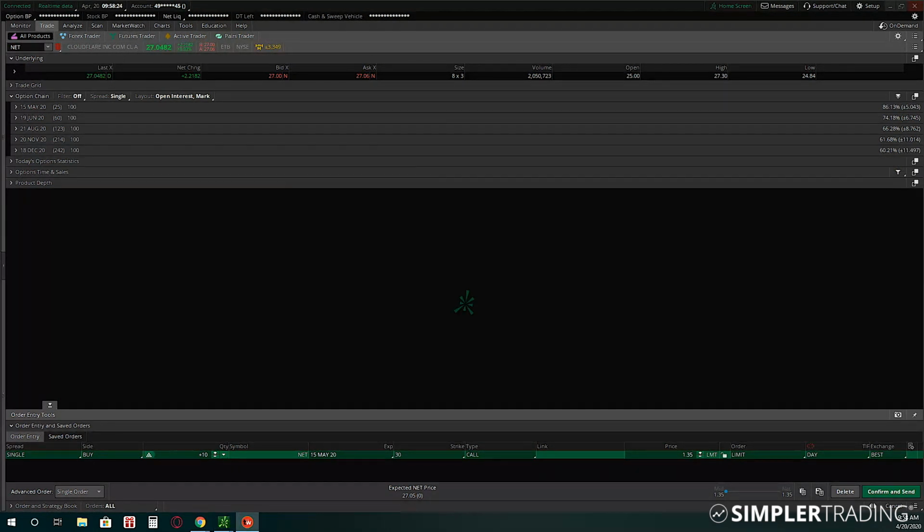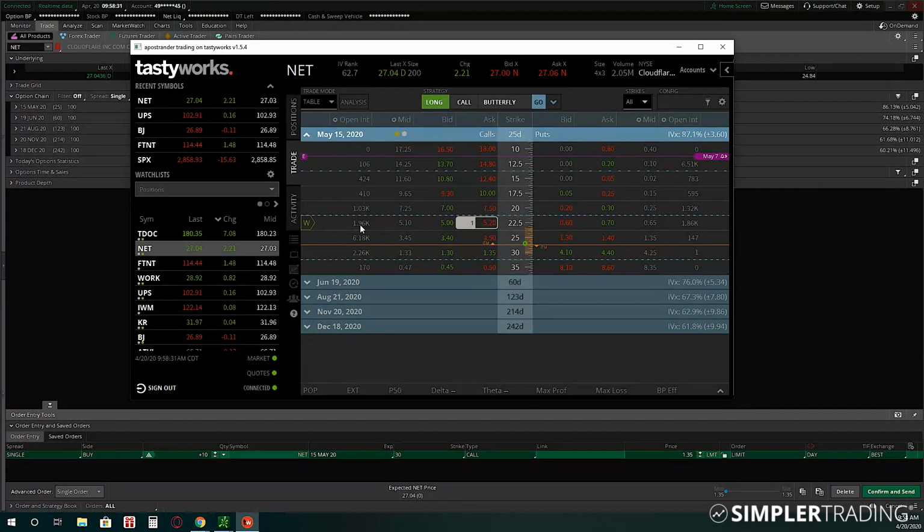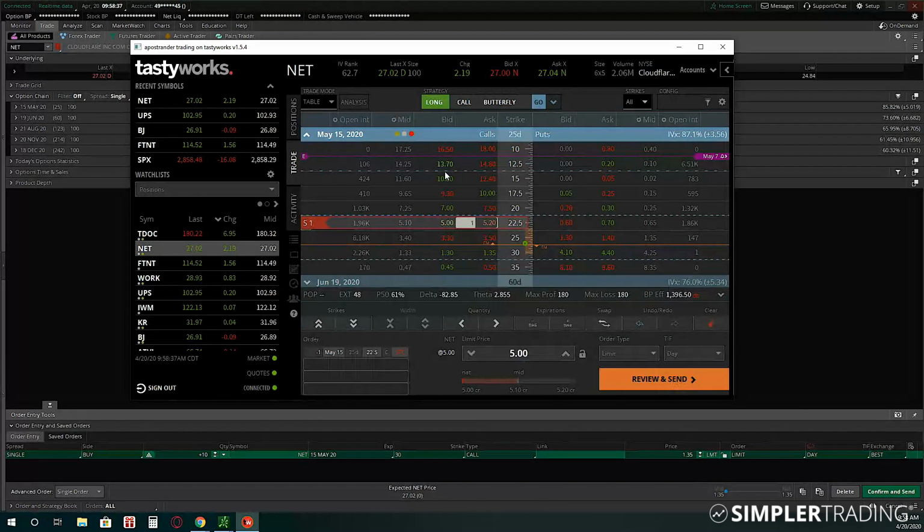Really quickly, on tastyworks, if you're doing an order ticket, right? So as I mentioned, I'm already in this trade in this account. So let's say I was closing it out. I could click on the bid itself on the option chain, and it will put up an order. I could also set a closing order from the positions page itself.